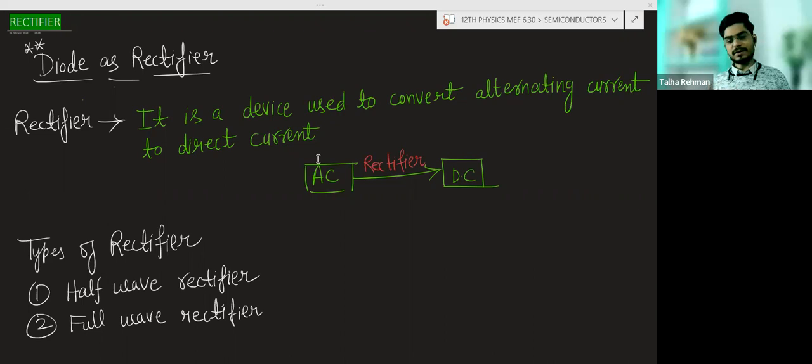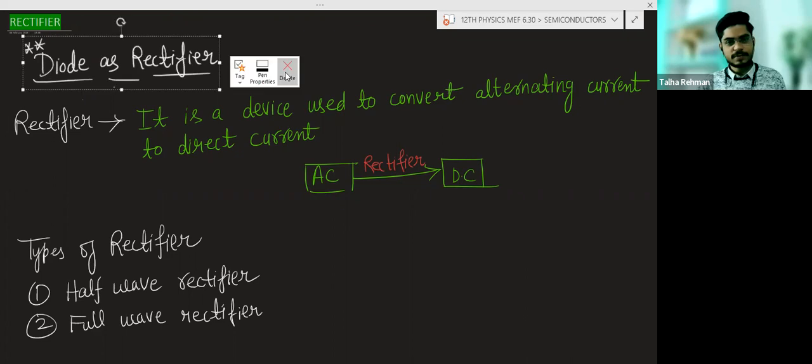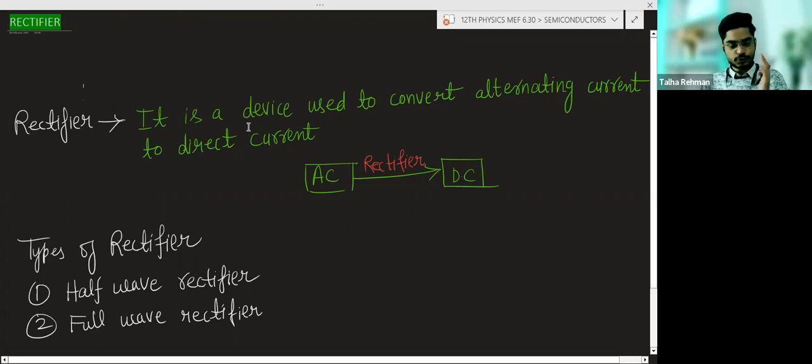So basically, a rectifier is a device that converts the AC to DC, alternating current to direct current. So now, why have I written diode as a rectifier? Because with the help of a diode, it will convert AC into DC. We will see that. So diode as a rectifier is an important topic. First you should know what the rectifier is. Types of rectifier: half wave and full wave rectifier. First we will discuss the half wave rectifier, and after that the full wave rectifier.